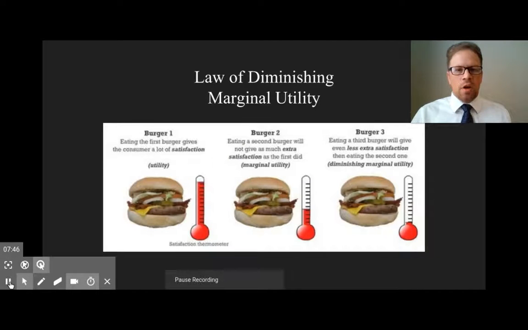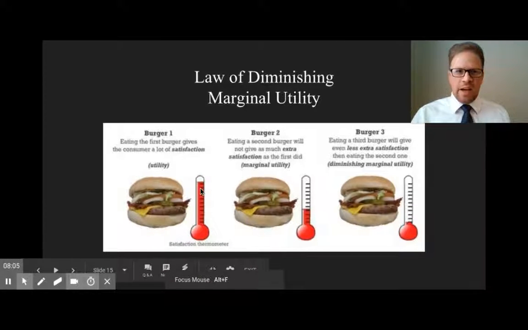Another economic law is the law of diminishing marginal utility. This one says, as a person consumes additional units of a good or service, eventually the utility, which is a fancy word for satisfaction, gained from each additional unit decreases. So meaning, you have a hamburger, tasty, I loved it. I had a lot of utility, a lot of satisfaction.